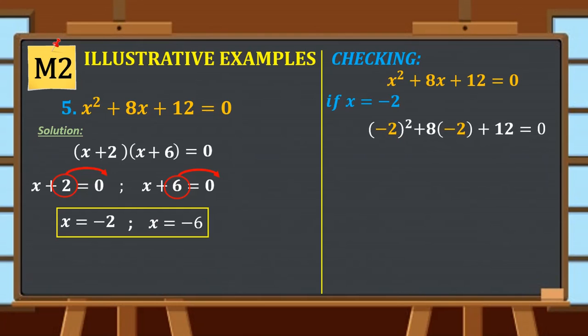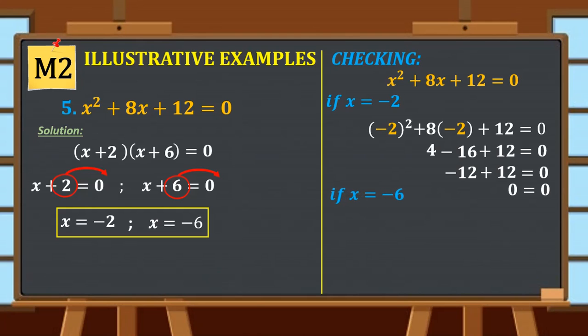Substitute negative 2 squared plus 8 times negative 2 plus 12 equals 0. So negative 2 squared is 4. 8 times negative 2 is negative 16. Then copy plus 12 equals 0. So 4 minus 16 is negative 12. Then copy plus 12 equals 0. Negative 12 plus 12 is 0, and 0 is equal to 0.